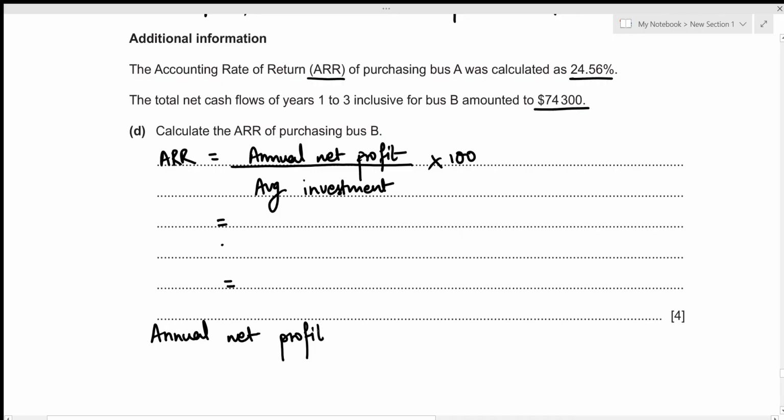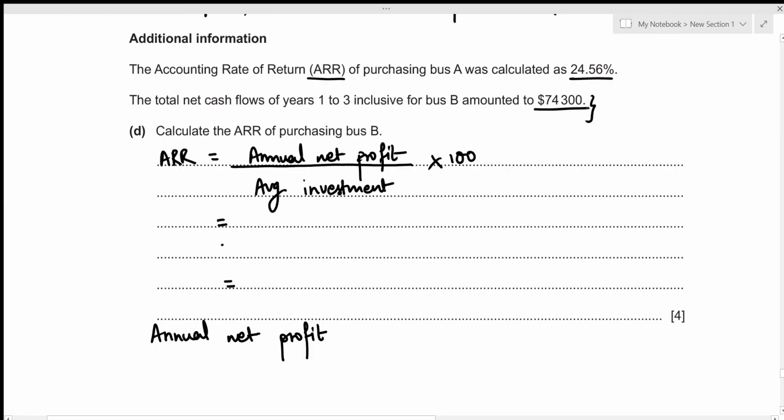And we are going to figure out the ARR for bus B. We're also given the information that the total net cash flows of years 1 to 3 inclusive for bus B amounted to 74,300. So this includes all of the incomes for year 1 to 3 minus the expenses for year 1, 2, and 3. So this is definitely profit.